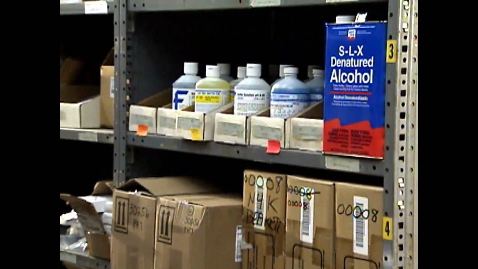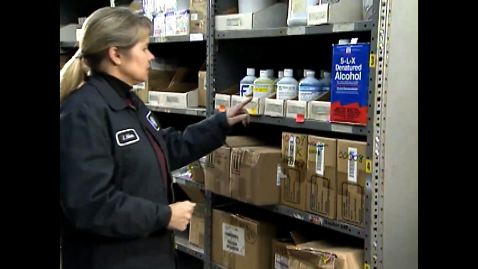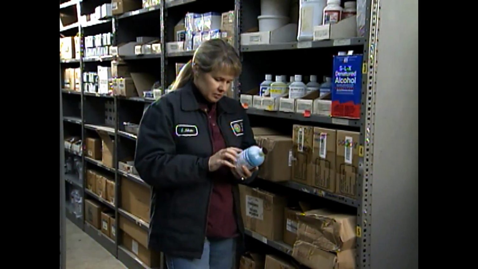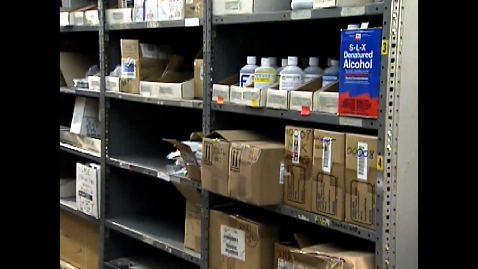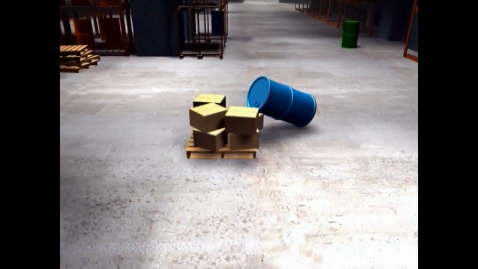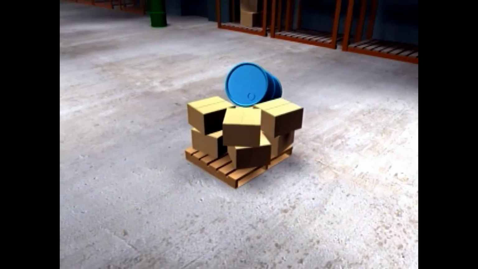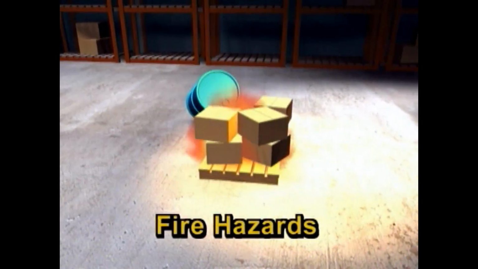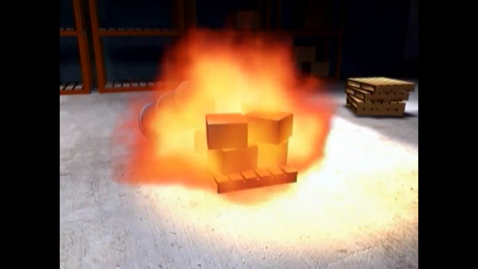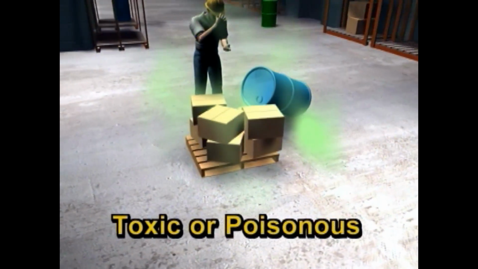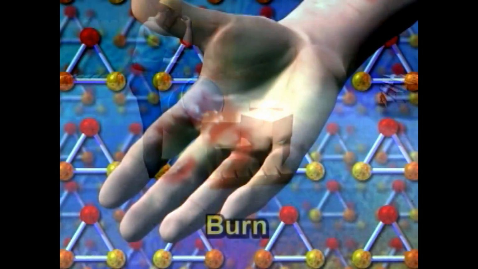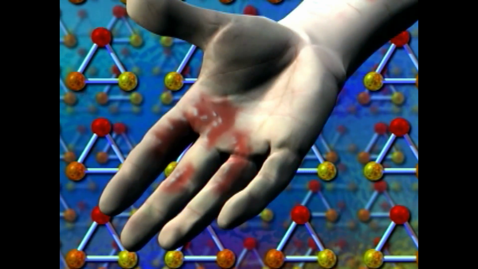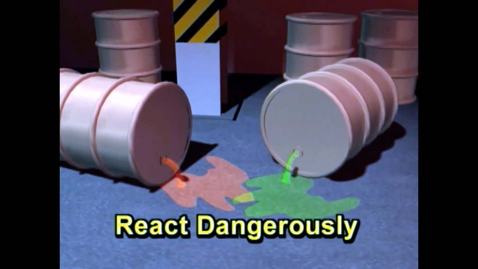You can identify a chemical's potential hazards in several different ways, including the type of hazards it presents, its physical state, and health effects. Chemicals can present four basic types of hazards in the workplace. They can be fire hazards, igniting and burning easily. They can be toxic or poisonous if swallowed, inhaled, or absorbed through the skin. They can burn skin on contact. And they can react dangerously when they come in contact with other materials.